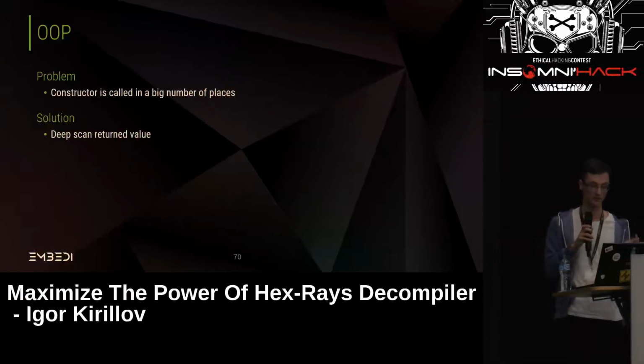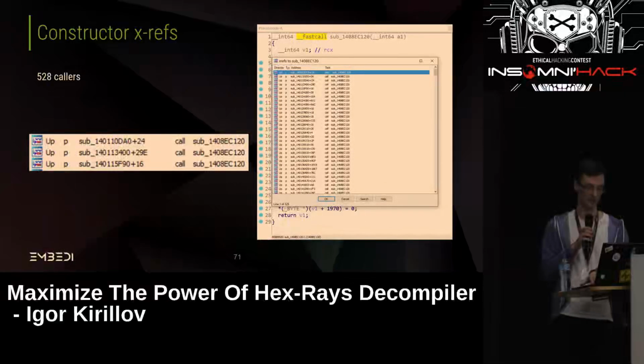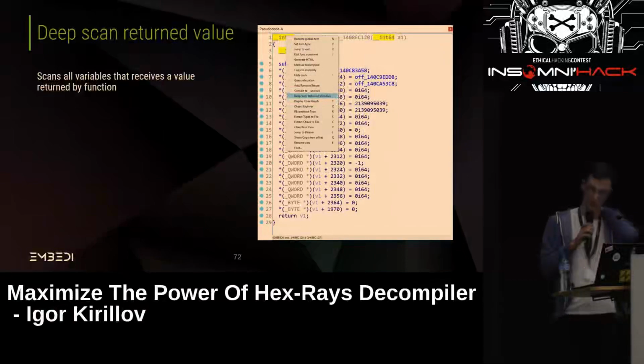So if we can scan virtual functions, why not scan the returned value of the constructor too? The constructor can be called in many places, and going through all of them and starting the scanner is obviously possible to automate. Here you can see that some constructor is very popular, and it was called more than 500 times. And we can scan every variable that receives a value returned by this constructor automatically by the deep scan returned value feature.